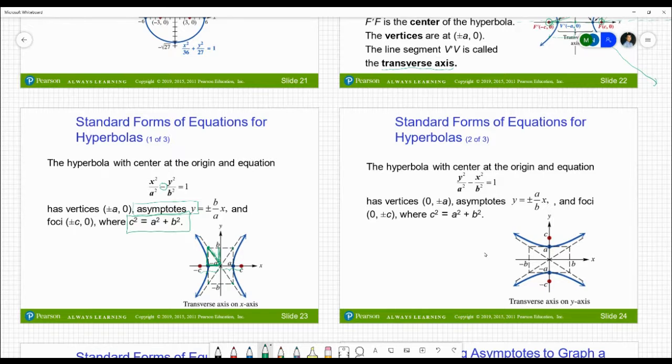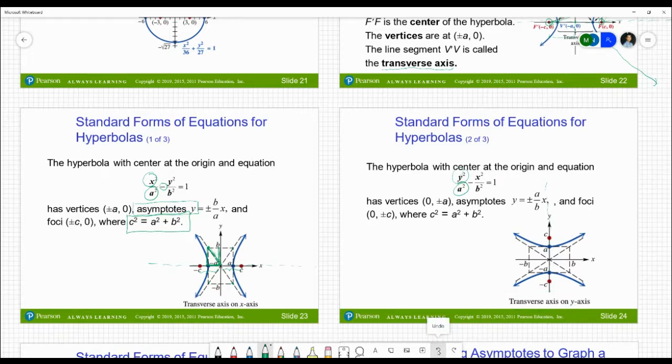Okay, so next, let's look at a and b. Look at the location of a and b. a is always the one below the positive one. Notice that here, x is positive, and the transverse axis is along the x axis. Over here, y is positive. That means the transverse axis is along the y axis. Please make a note of that.